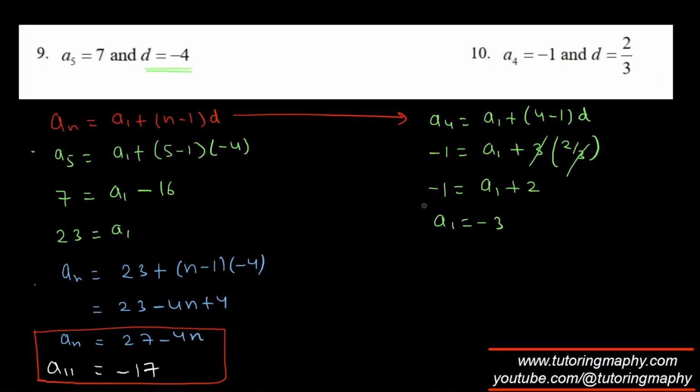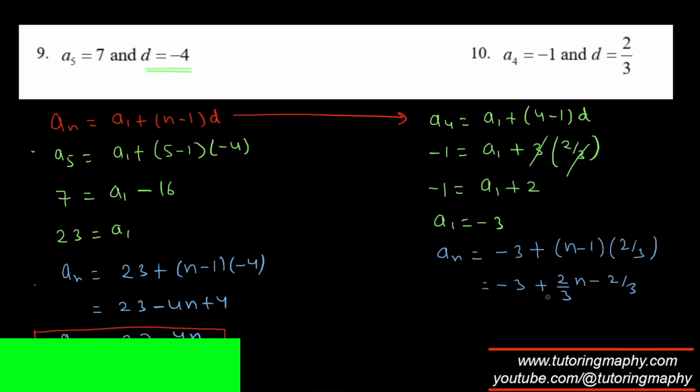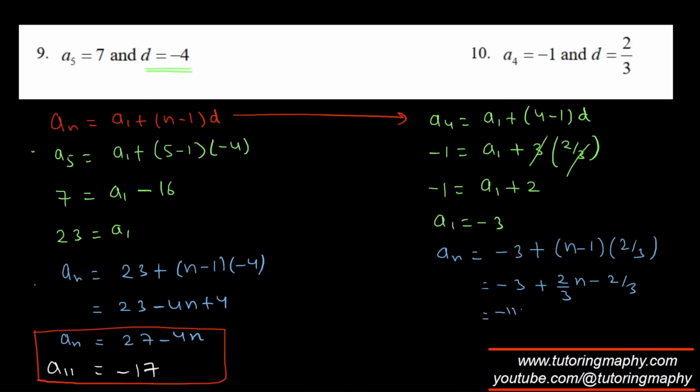All right. If we have a1, I think we have our final conclusion as well. So I'm going to write that an will be equal to a1 plus n minus 1 times d, which is 2 over 3. So this will be negative 3 plus 2n over 3 minus 2 over 3. So this will become, I think, negative 11 over 3 plus 2n over 3, and that is a sub n.